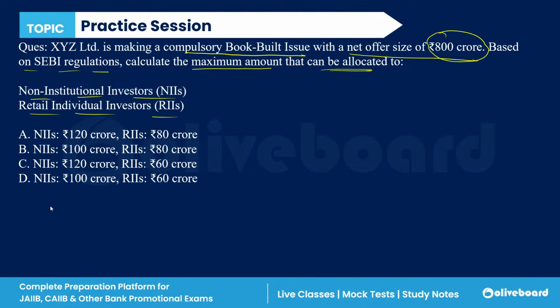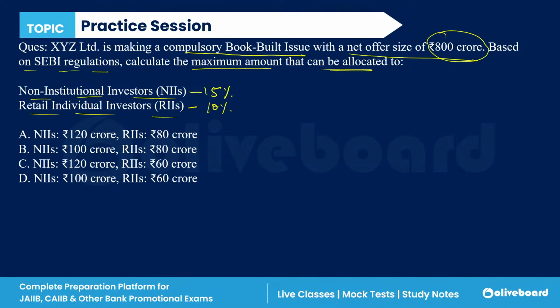Please answer this question. Now, here you have to use the concept, everyone. If we talk about NIIs and RIIs, the maximum percentage which can be allocated to the non-institutional investors, if you all remember, is 15% of the net offer size, and the maximum percentage that can be allocated to the retail individual investor in the compulsory book building issue is 10%. This is the maximum percentage, everyone.